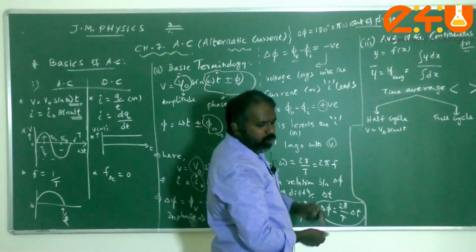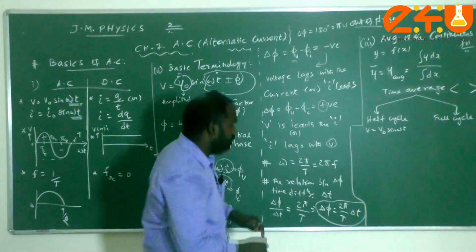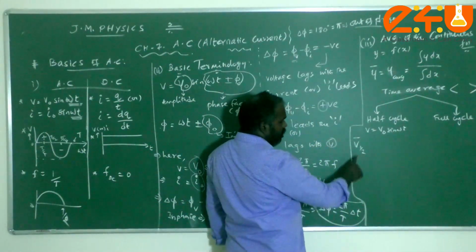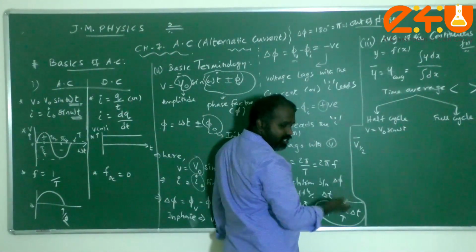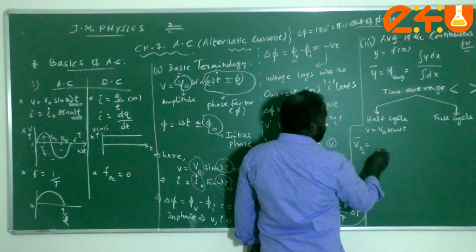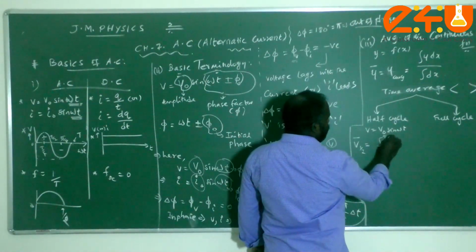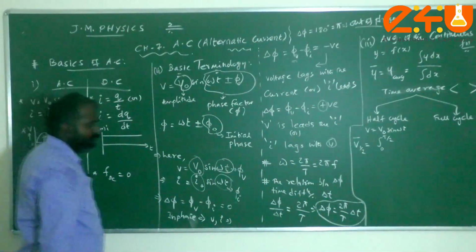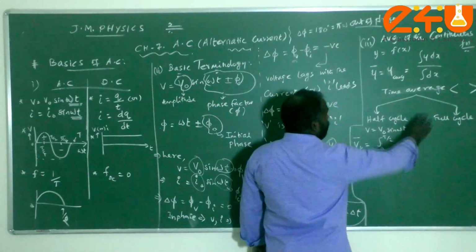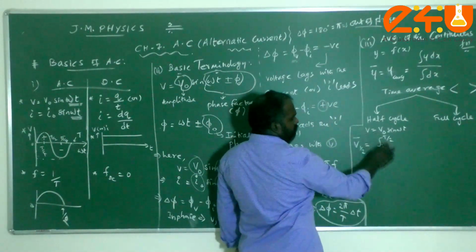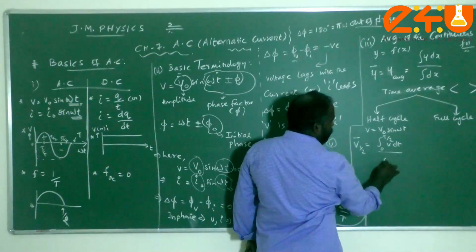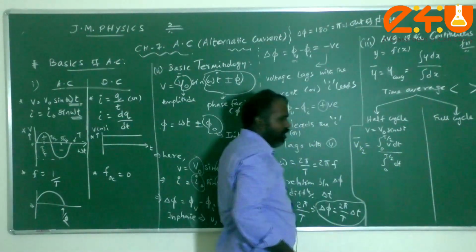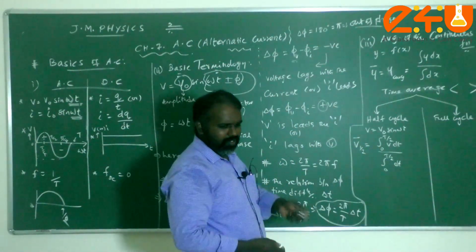In this case, how do we write the voltage half cycle average equation? V bar, and for convenience I use a subscript 1 by 2 to denote half cycle average. That is equal to the integral from 0 to T by 2, because half of the cycle is T by 2, of V dt divided by the integral from 0 to T by 2 of dt. So this is the formula for half cycle average.